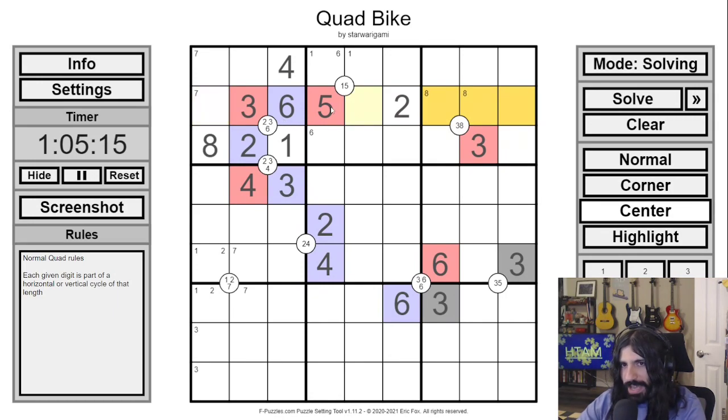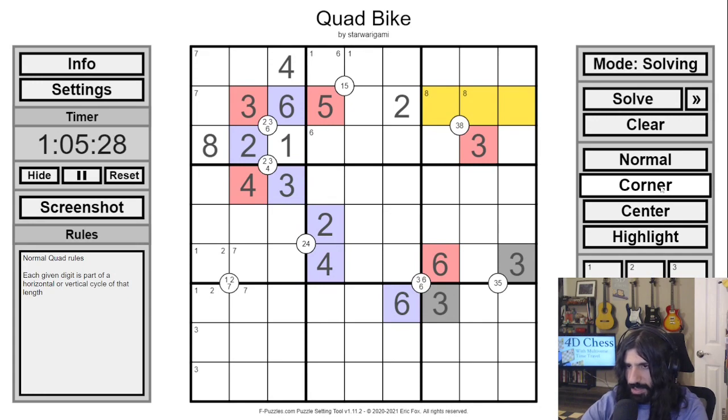So the 4 can't go here because this would be part of a horizontal 2 cycle. And the 1 can't go here because the 1 has to be here or here, right? Here, the 1 and 4 can't go because of this 1 and 4. So I'm mixing sort of notations, but the 1 and the 4 have to go somewhere here. And is there a reason that the 1 and 4 can't be in one of these places?